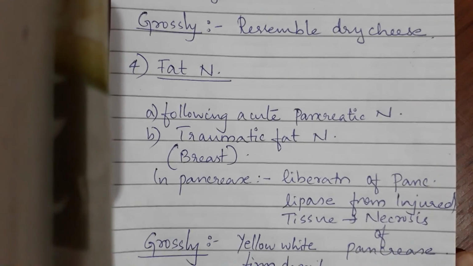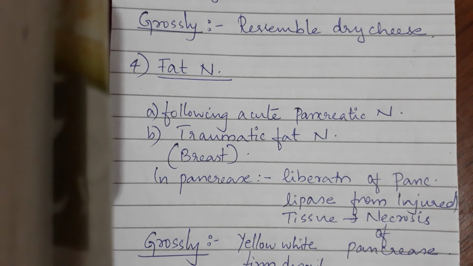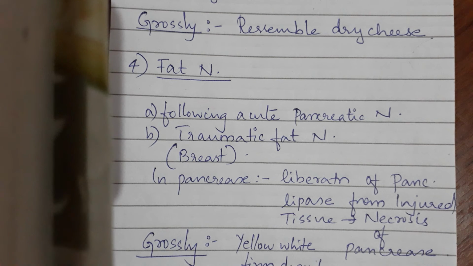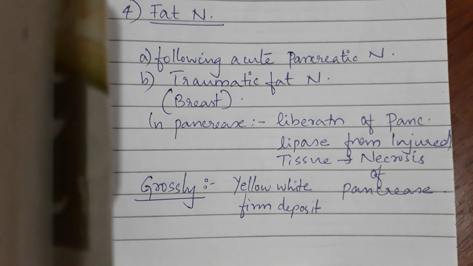Next is fat necrosis. Fat necrosis is normally seen in the pancreas. Remember the organ pancreas, following acute pancreatic necrosis, and also after traumatic fat necrosis, seen normally in the pancreas and in the breast. Both are fat-containing organs. In the pancreas, it works by liberation of pancreatic lipase from the injured tissue, which leads to necrosis of the pancreas. The gross appearance of fat necrosis, as the name suggests, is a yellowish white firm deposit.